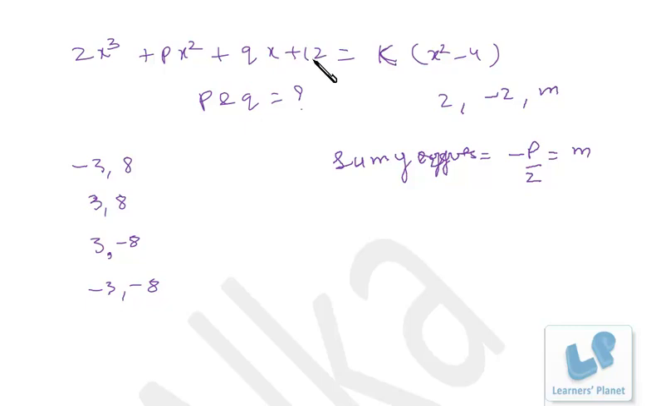And the product of the roots will be what? 12 by 2, that's 6. And that is actually 2 into minus 2 into m. Right? So the constant term is actually the product of the roots in negative. So the product of the roots is this. So if I make it negative, it will be the constant term, right? So m is equal to 3 by 2, right? If you put m as 3 by 2 over here, what will happen? p will be minus 3, right? So we got the value of p, that's minus 3, right?